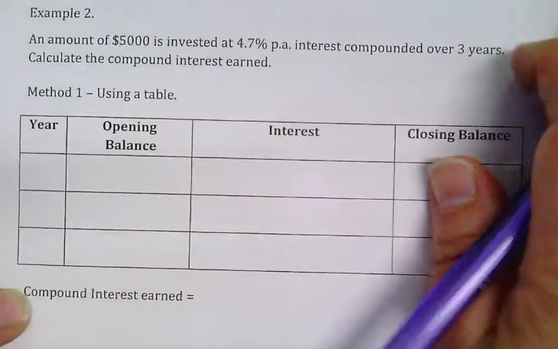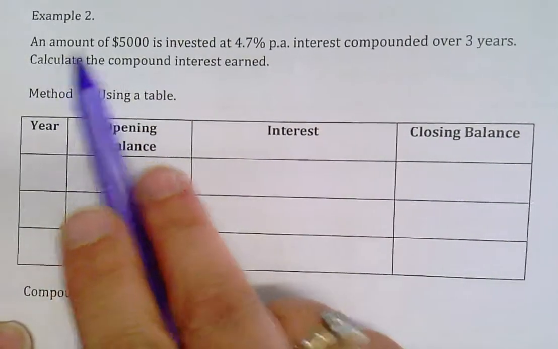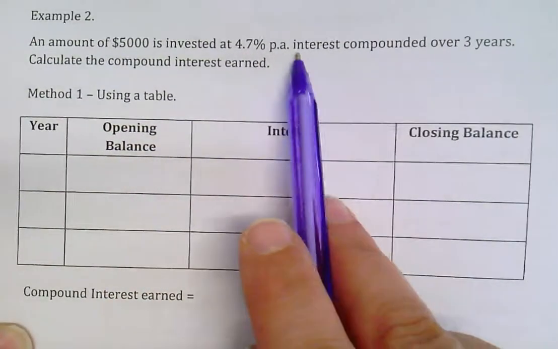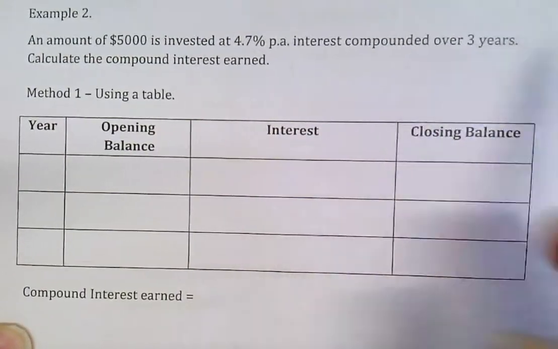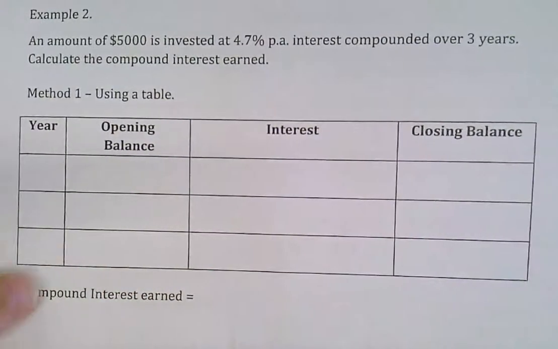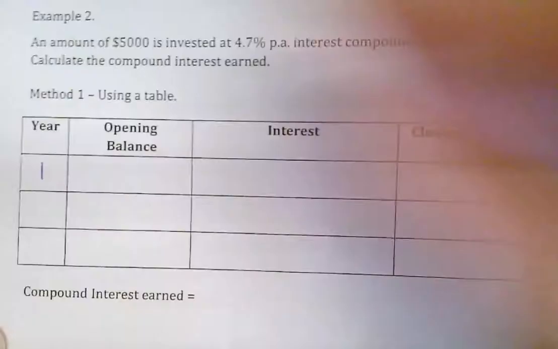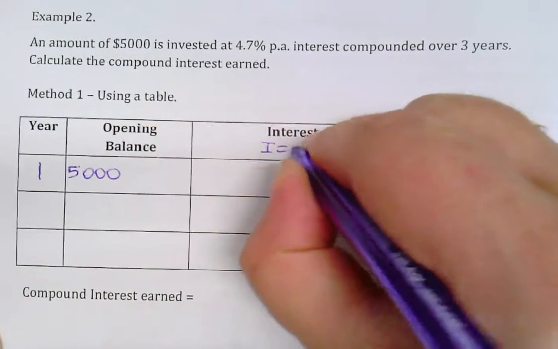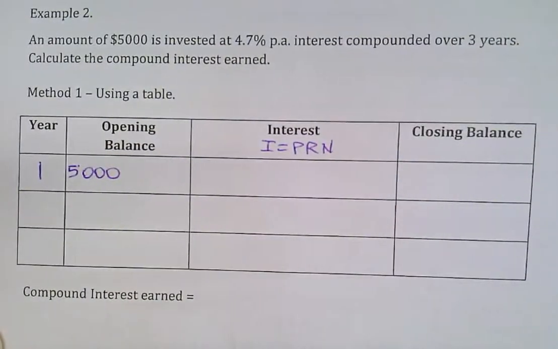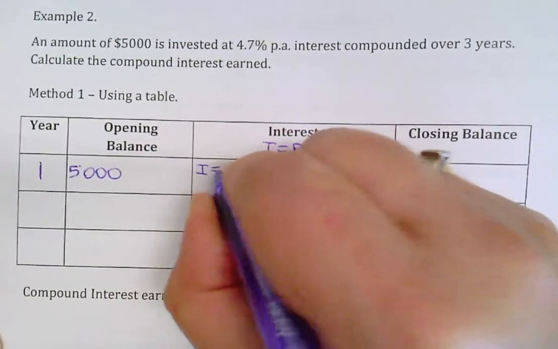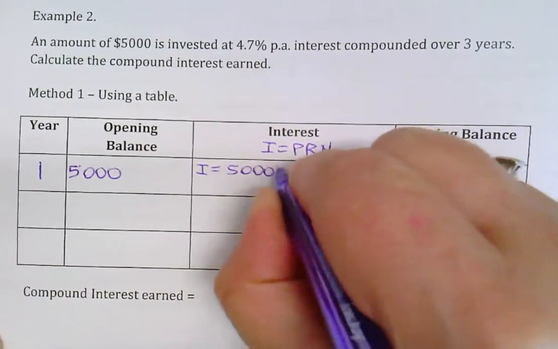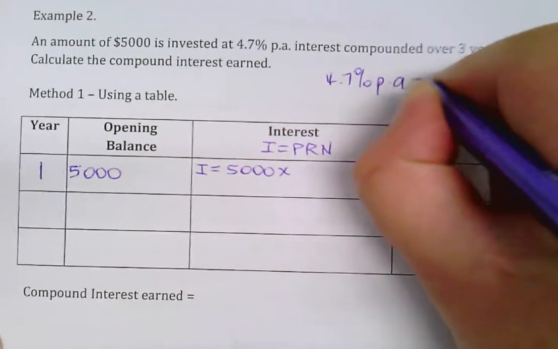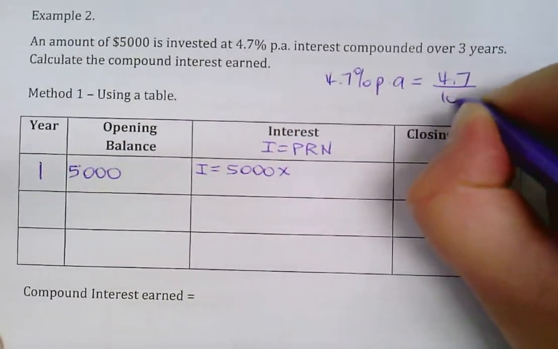Now example 2, we're doing this all over again. $5,000 is invested at 4.7% per annum interest, compounded over 3 years. Calculate the compound interest earned. Let's start. Year 1, the opening balance is 5,000. To work out interest, it's I equals PRN. So our interest for the first year is our principal times our rate. Now 4.7% per annum, isn't that 4.7 over 100?